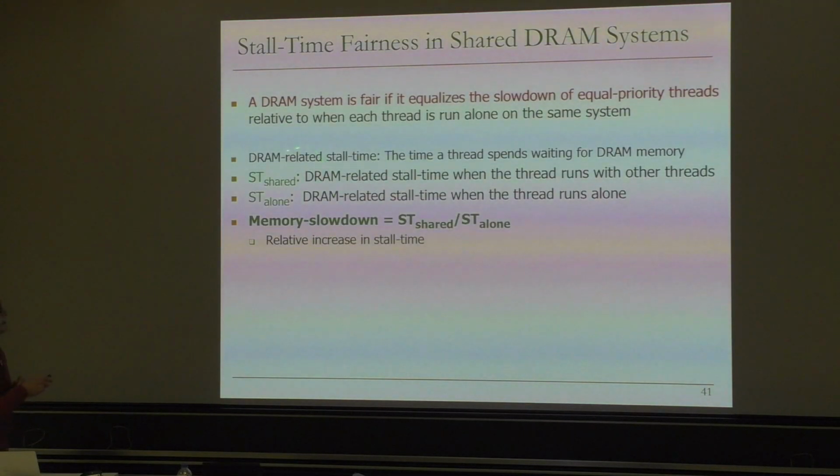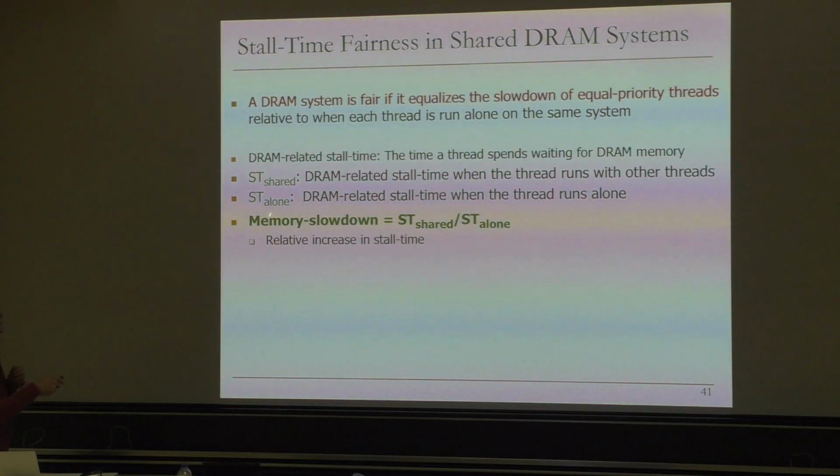So we define DRAM related stall time as the time a thread spends waiting for DRAM. We want to really isolate the time that the thread spends waiting for DRAM, because the thread spends some time waiting for other stuff that happens in the core also, right? We cannot do anything about that in the memory scheduler. We're taking a memory scheduler centric perspective here.